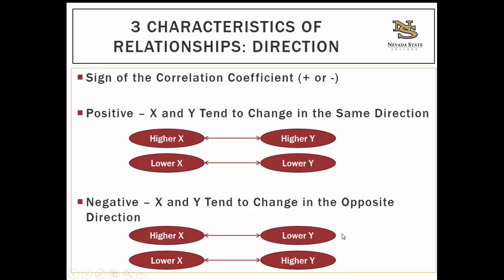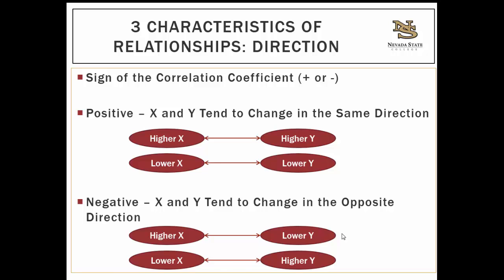So if X and Y tend to change in opposite directions, so if those who have a higher score on X tend to have a lower score on Y, or those who have a lower score on X tend to have a higher score on Y, then this relationship is negative. And when you look at the correlation coefficient, there will be a negative sign in front of the value for the correlation.